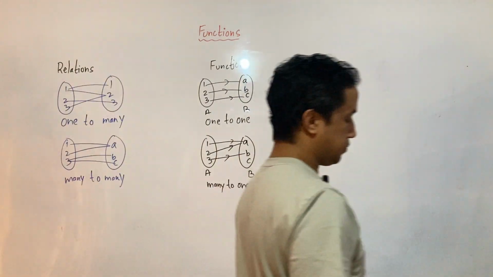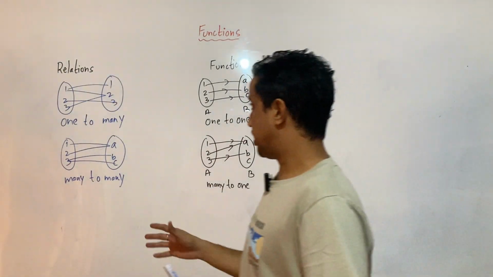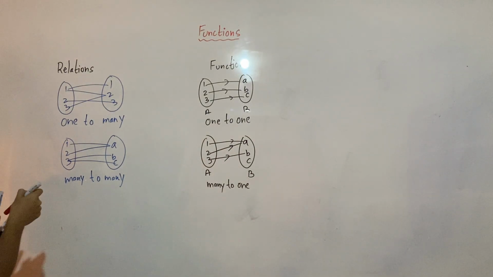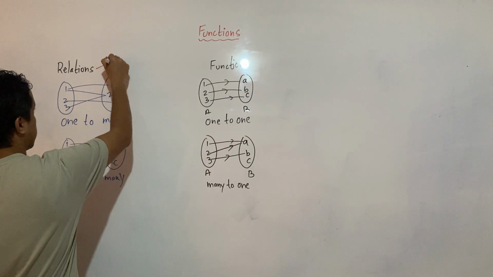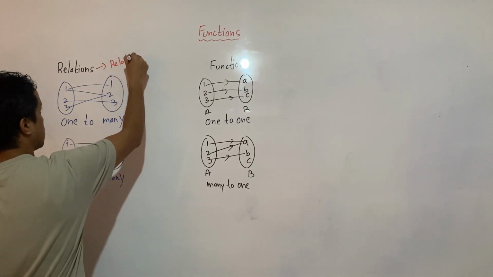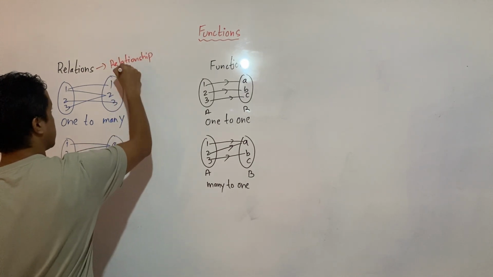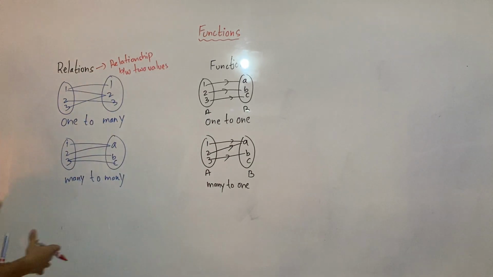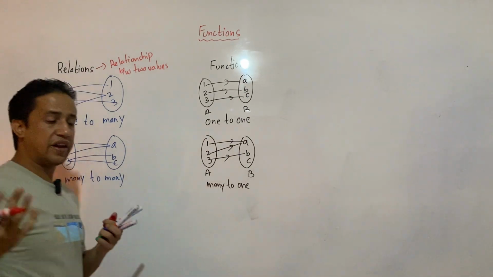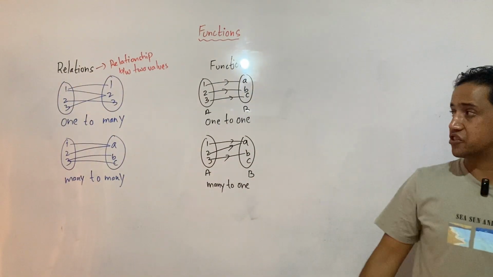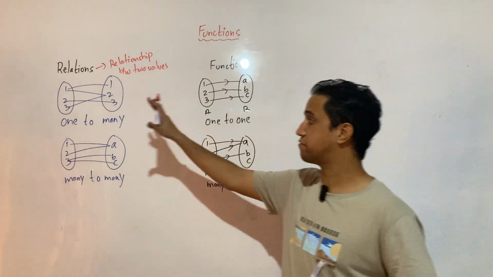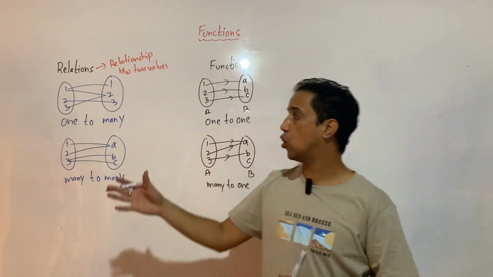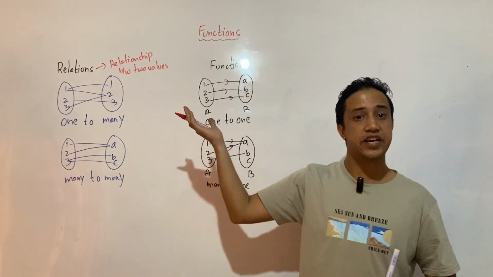Okay, now see here. Now, what is a relation? Relation means the relationship between your two values. Whenever we have defined relations in the past, we basically defined relationships between two values. We said how the value in set A is related to set B, right?